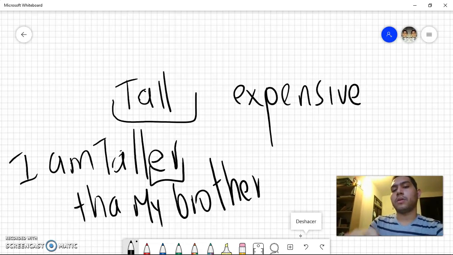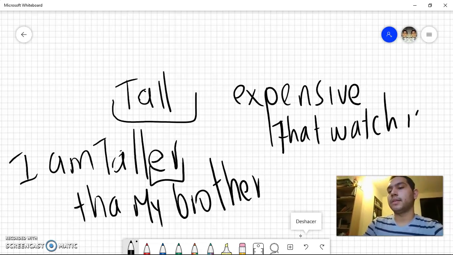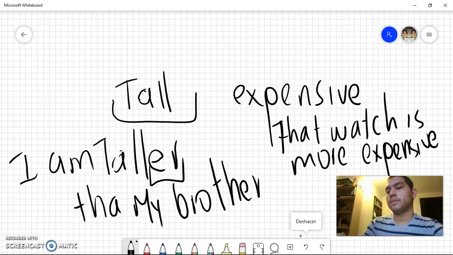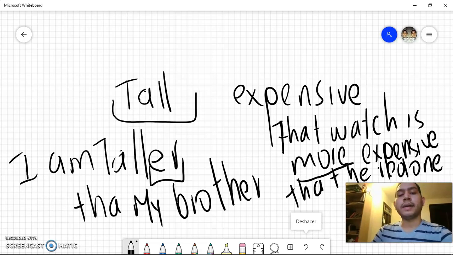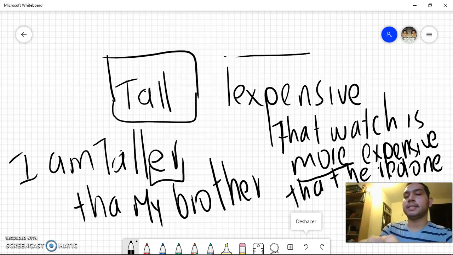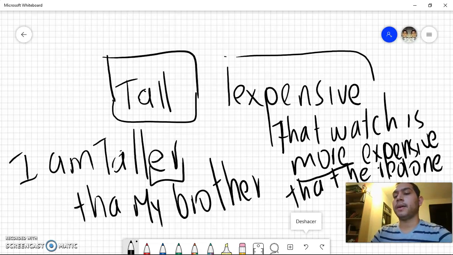Now, with expensive, I'm going to write the next. That watch is more expensive than the red one. Now this is different with expensive. I didn't add the er particle, I added the word more. Why is it different? It's because of the syllables that these adjectives have. Tall has just one syllable, expensive has more than two syllables. For that reason, I'm not going to use the particle er, I'm going to use the word more.